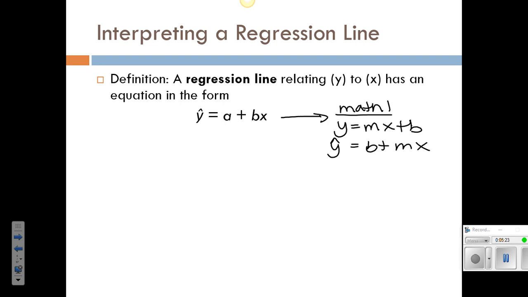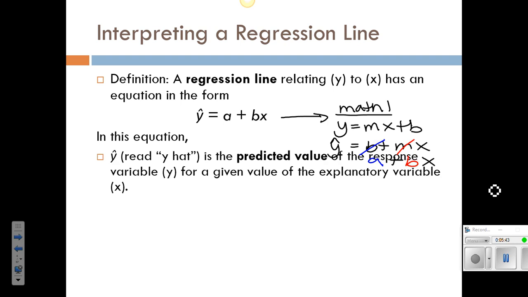However, in stats, what else do we do? We change b to be a, and we change m to be b. So we actually write it like this. But it's pretty much the same thing, right? Okay, so we need to figure out what's what.